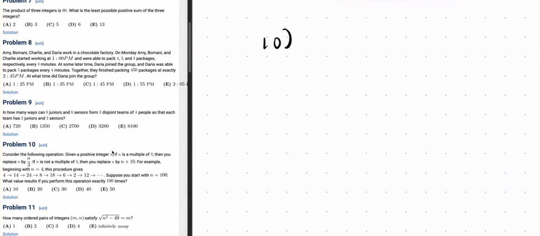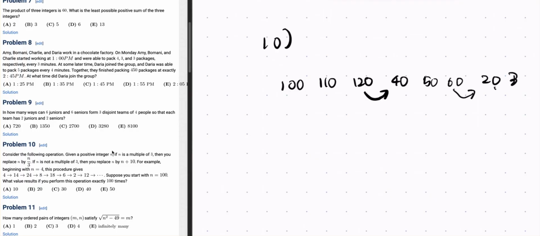So, we start with 100, right? And since this is not divisible by 3, we go to 110, 120, divisible by 3, so we drop down to 40, 50, 60, down, and that gives us 20, plus 10, 30, down, which gives us 10. And then from 10, you go to 20, and then you go to 30, and then you drop back down to 10. And this just keeps on repeating after here.